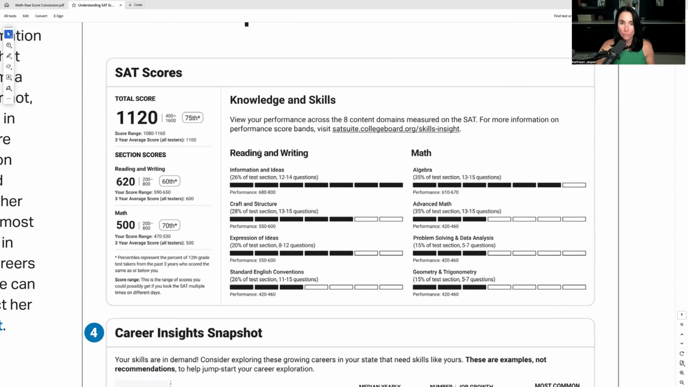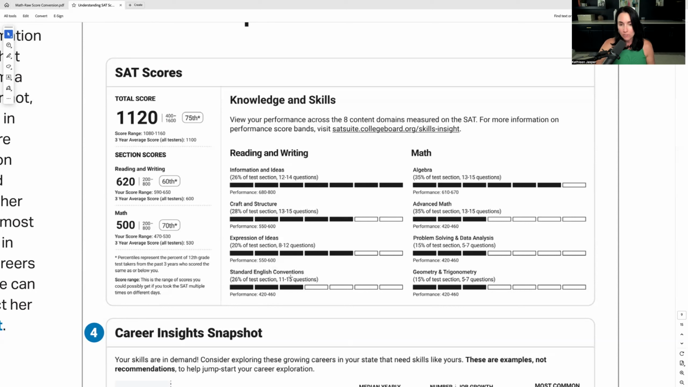Let's have a look at the reading and writing section. You got a 620 on the reading and writing. It looks like you did the best on information and ideas. That's going to be the main idea, key details, charts and graphs, things like that. You did pretty good there. Craft and structure and expression of ideas, you did a little bit less. You got fewer questions correct there.